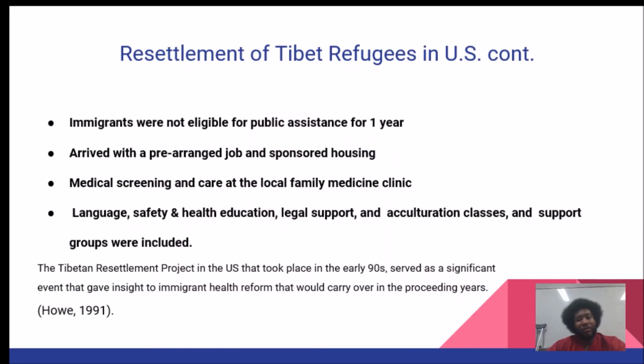Ultimately, the Tibetan Resettlement Project in the United States that took place in the 90s served as a significant event that gave insight to health reform that would carry over in the following years. The resettlement of the Tibetan refugees served as a significant model and as evidence of what would need to take place so that migrants could have a successful transition into the United States, due to the fact that they are at a disadvantage when receiving any type of health care, reform, or government funding or aid.